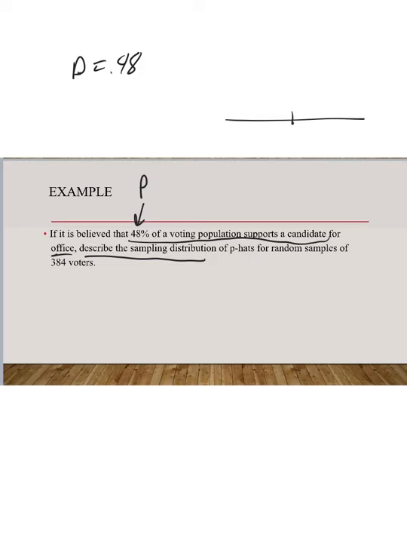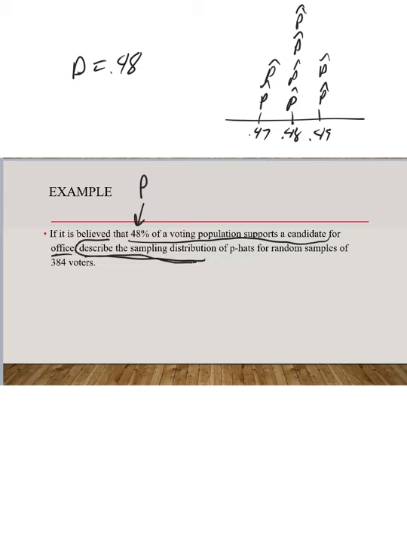So what we have here is we are saying that if we take and poll 384 voters at a time over and over and over again, we are going to get a bunch of P hats, and they won't always be 48%. Some polls will return 49%, some 47%, and so on. But now this is asking us to describe that sampling distribution.